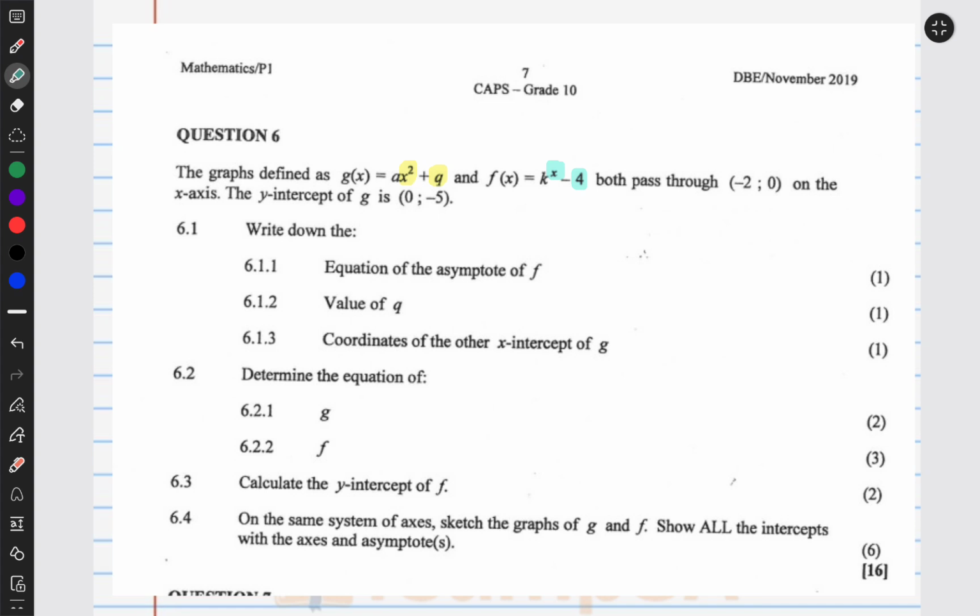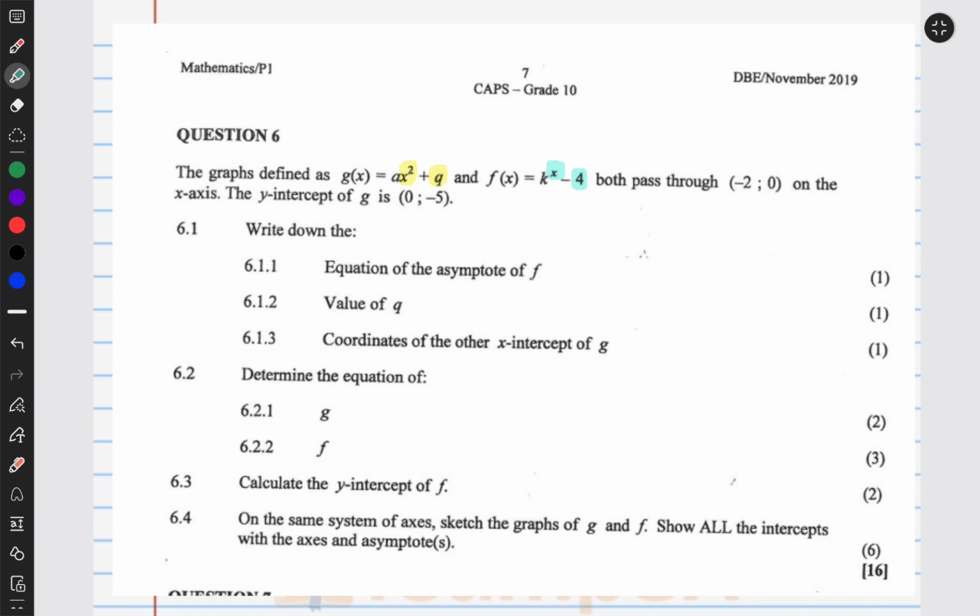Okay, both pass through -2 and 0 on the x-axis. The y-intercept of g is 0 and -5. What did I say was the y-intercept on the equation? Q is the y-intercept, and it is also a turning point.